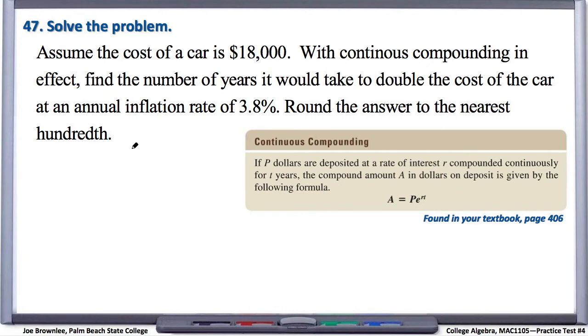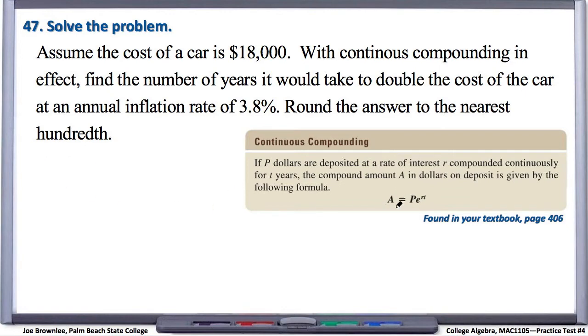All right, so very similar to number 45 and 46 that we've looked at. We are starting with a car that costs $18,000, and we need to find out how many years it will take for this car to go from $18,000 to, if we're doubling the cost of the car, 36,000, right? So how long will it take the cost of this car to go from $18,000 to $36,000, assuming an annual inflation rate of 3.8%? Well, again, we're going to be using PERT.